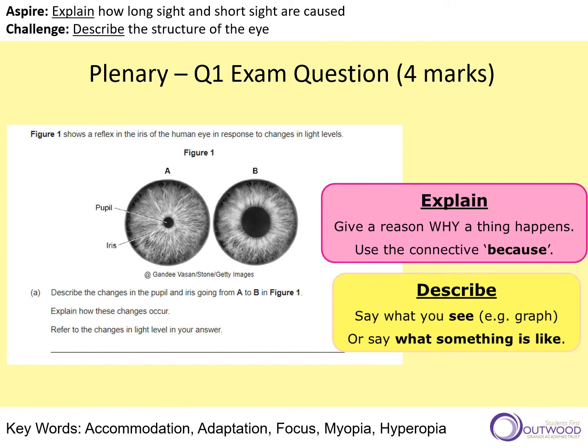Describe the changes. So the word describe, I'll highlight there in the yellow box: say what you see or say what something is like, so it's kind of spot the difference. Describe the changes in pupil and iris going from A to B in figure 1. And then explain how these changes occur. Refer to the changes in light level in your answer. So explain, give a reason why; describe, what does it look like. 4 bullet points, 4 marks.